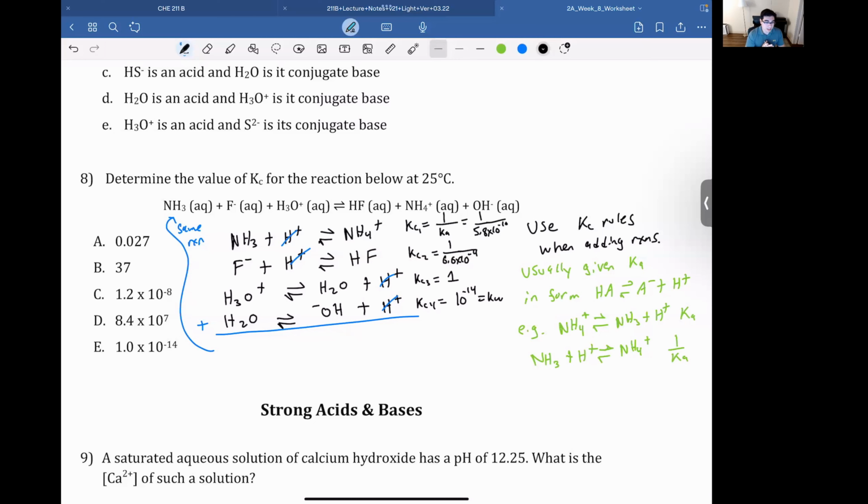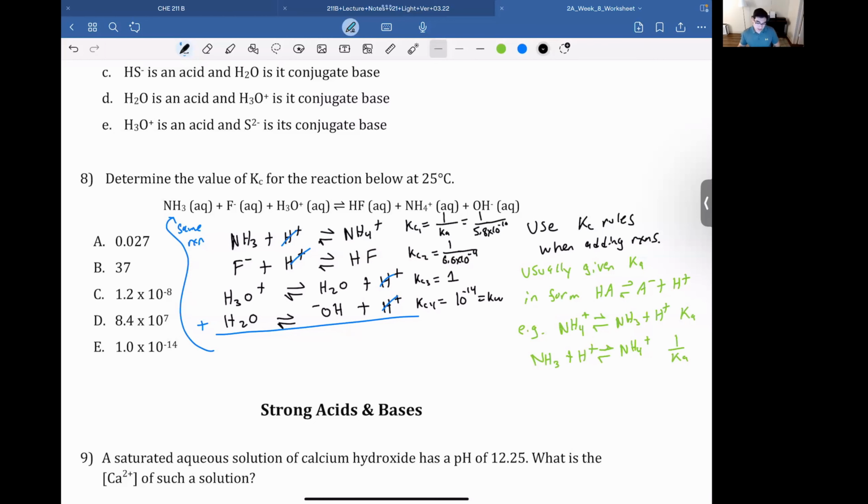And then for the second one, it's the same thing. For H3O plus, the Ka is 1, the dissociation. And then for H2O, it's Kw. So Kw is 10 to the negative 14. That's something that you will want to know off the top of your head.